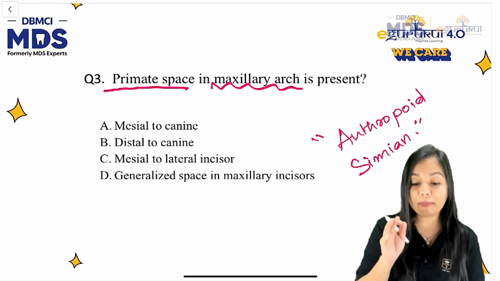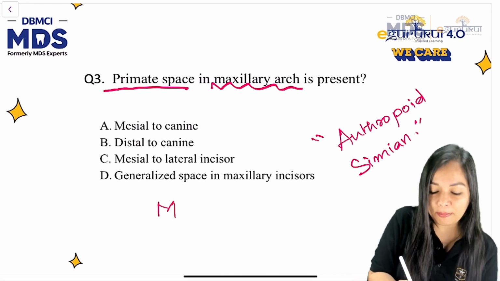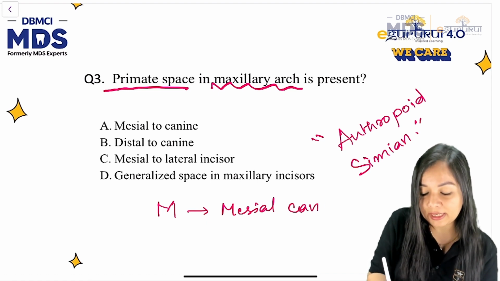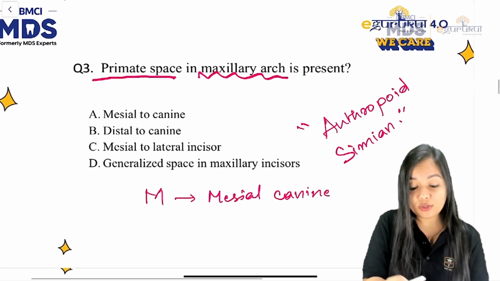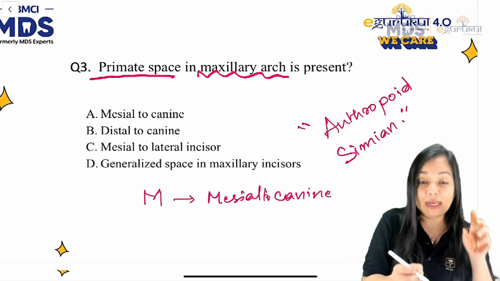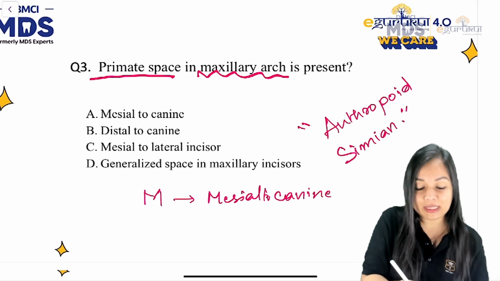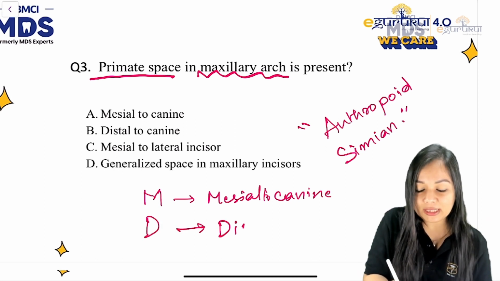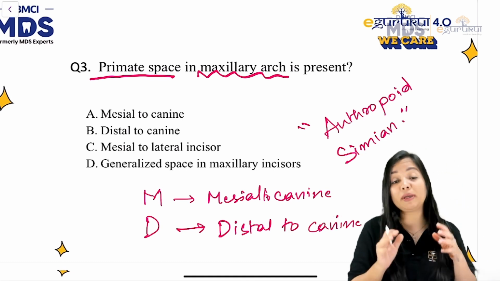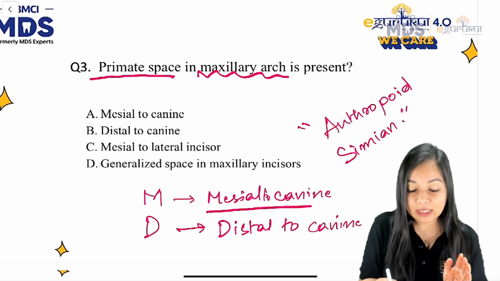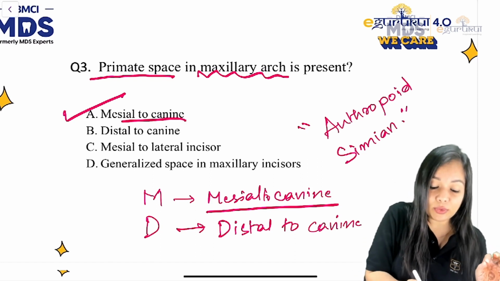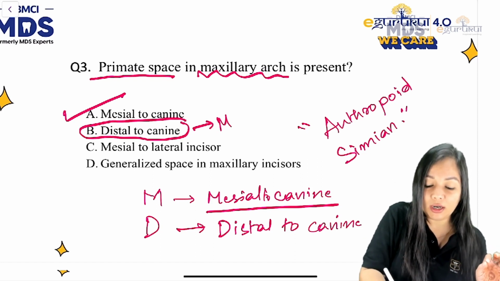So when we talk about the maxillary arch, M for maxilla, and mesial to the canine here in the maxilla. That's how I used to learn this. So in the maxilla, I held on to M. So M means mesial to canine. And in the mandibular, though it also starts with M, it has a D. So in the mandibular, it is distal to canine. So the primate spaces in the maxillary arch are mesial to canine, which makes this the correct answer. And when we talk about distal to canine, we are talking about the mandibular arch.